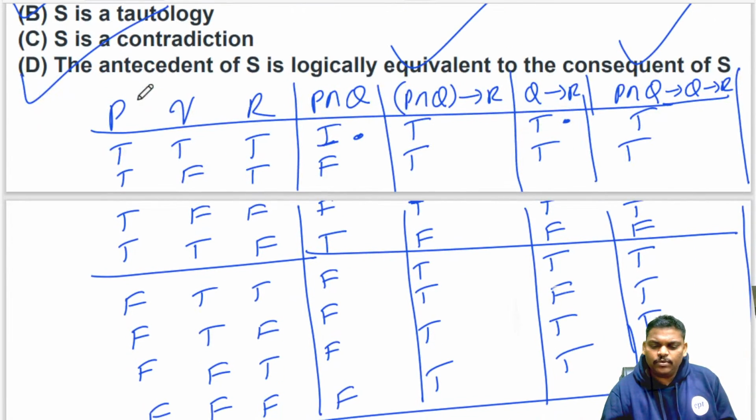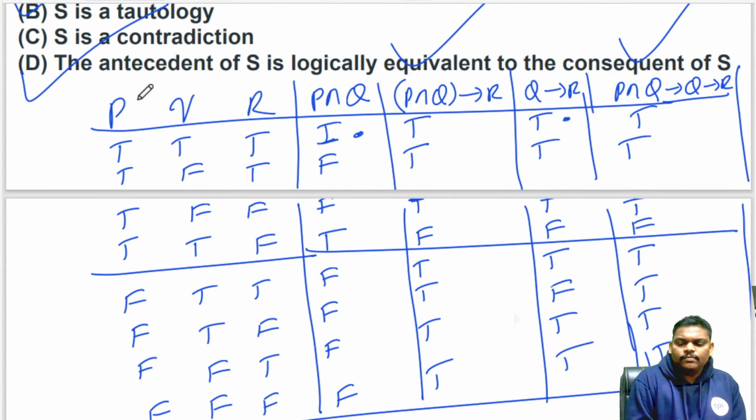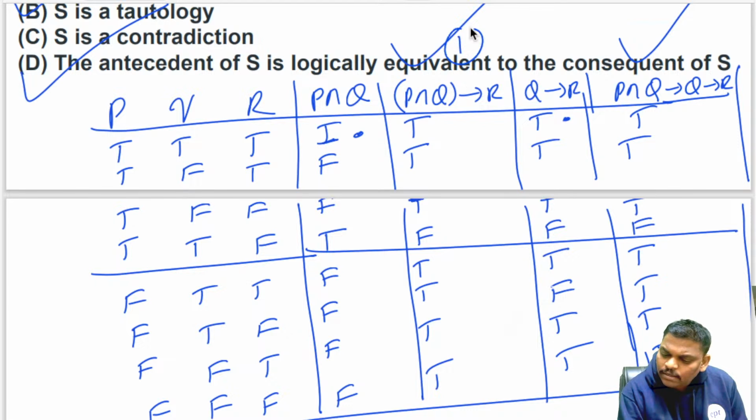Yeah, so see the table. Just write down the table. I have not done anything. Just write down the table. This is assume that 1, this is assume that 2.